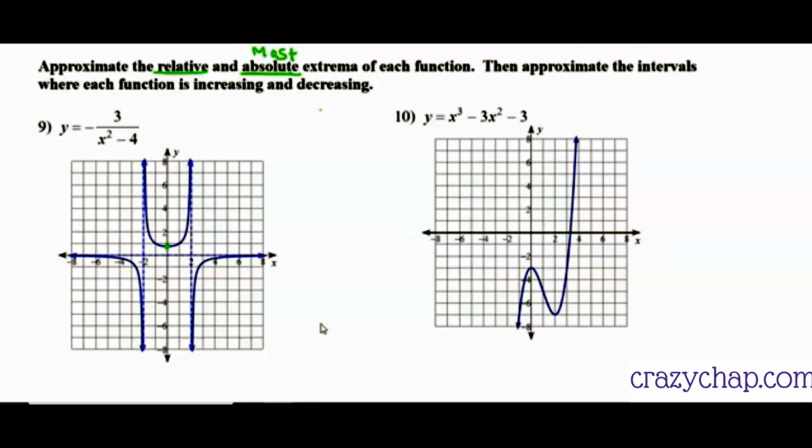Okay. Relative maxima. Is there any peak in the question? No, there is no peak. So there is no relative maxima.